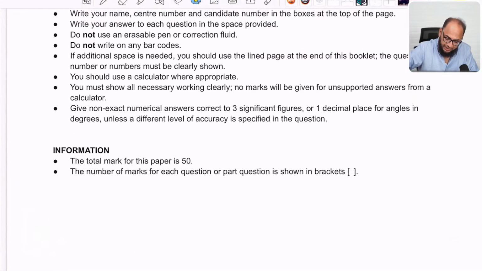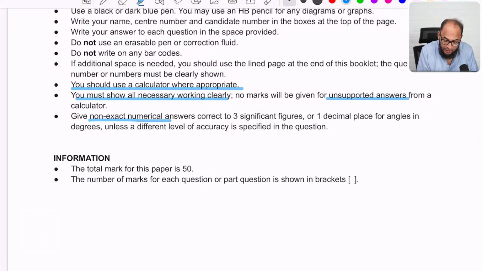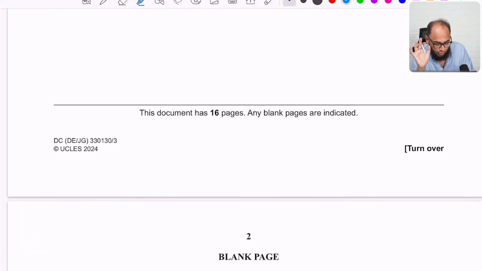And one thing they have already explained, but let me explain it further. You should use a calculator where appropriate. You must show all necessary working clearly. No marks will be given for unsupported answers from a calculator. Give non-exact numerical answers correct to 3 significant figures. Degrees are not applicable over here unless a different level of accuracy is specified in the question. That is the main theme. That is what we are working on.